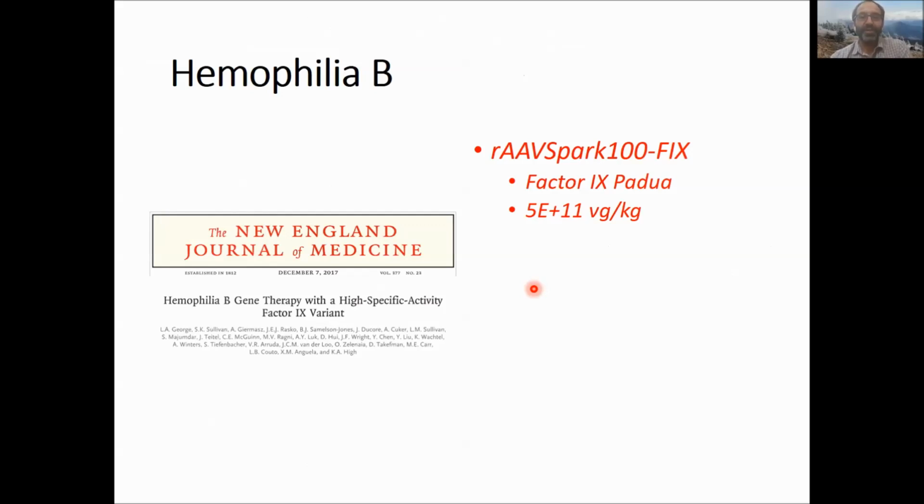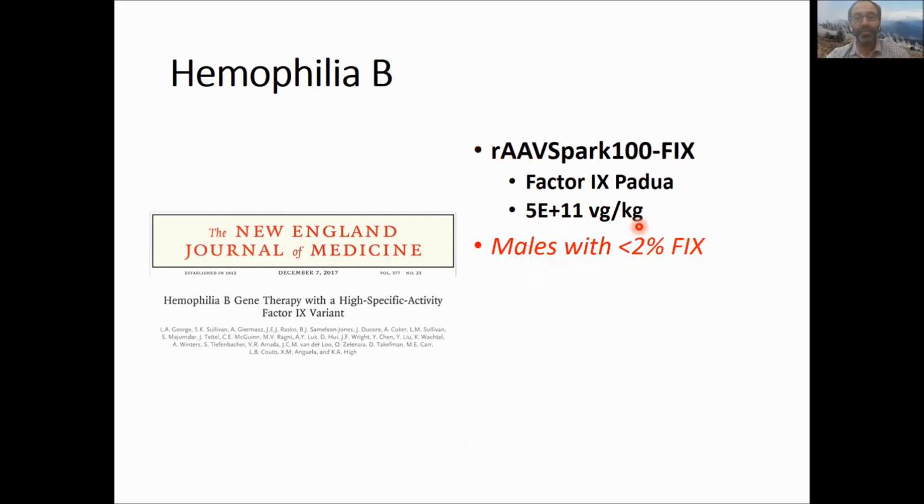There was an advantage to use this for gene therapy because less of the factor 9 protein would increase clotting or treat the symptoms more easily. The dose was low here, so this terminology is 5 times 10 to the 11th vector genomes or transgenes per kilogram body weight. And I'll tell you, this is a low dose and it's unlikely to cause complications.